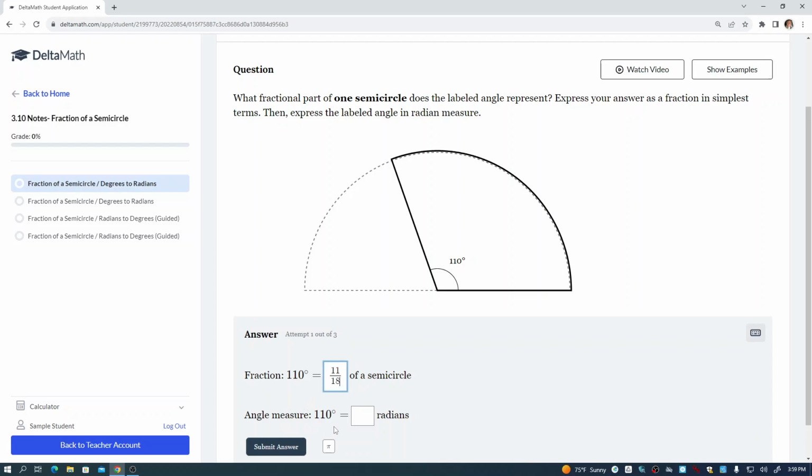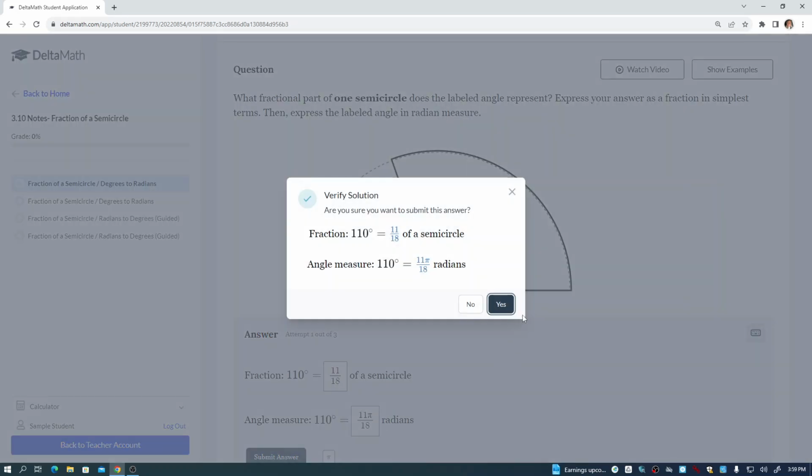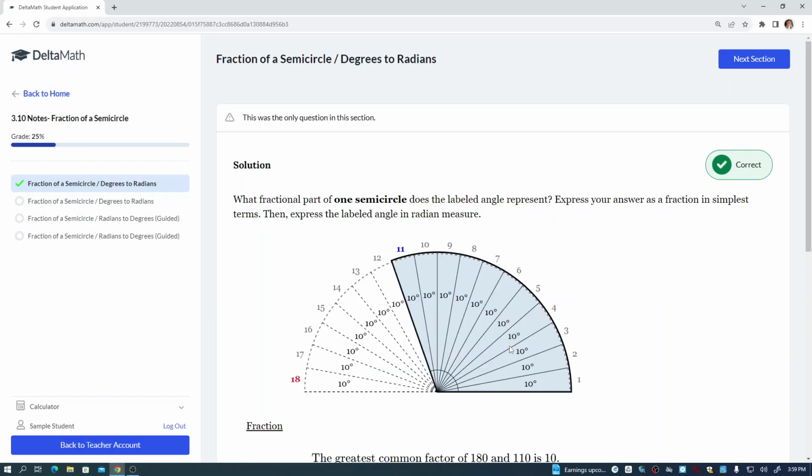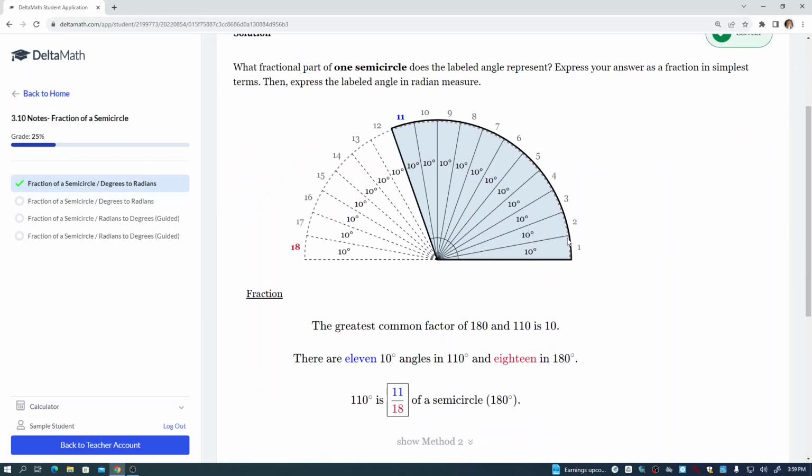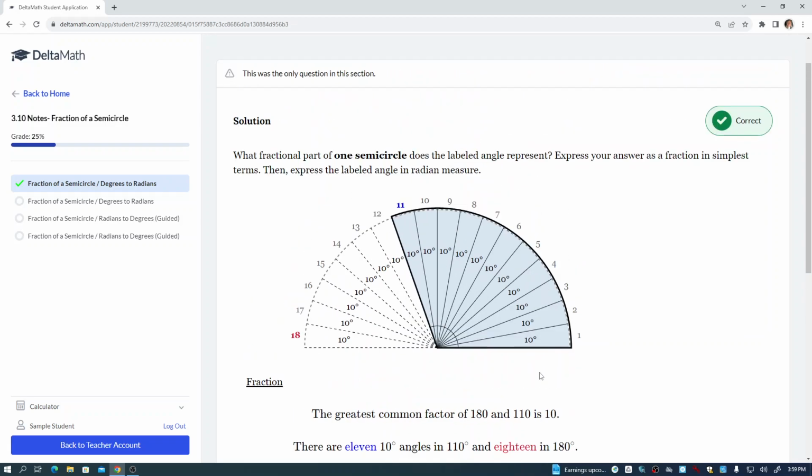And it says angle measure would be 110 degrees is how many radians? Well, since it's 11/18 of a semicircle, that's 11/18 of pi. So you could put pi right after it, or you could put it with the numerator. You'll see it like that with the numerator most of the time, but it'll take either one. And so I like that it shows you this visual of saying, okay, well, what's an 18th of pi? Well, that's 10 degrees. 11 of those 10s would be that 110 degrees.